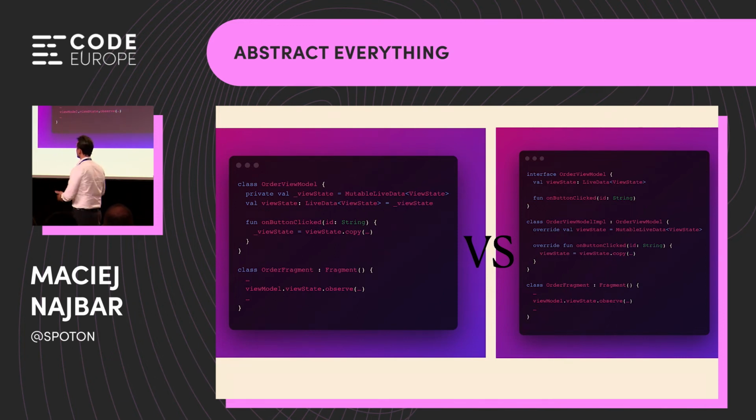So what is an alternative? We can create an interface with the live data exposed for the view, and we can overwrite this live data with a more strict type of mutable live data that derives from the first. And we can use this view state inside the view model like normally. But everything comes with cost. Now, our interface is tightly coupled to the live data library. But in the first one, the view is tightly coupled to the view model's implementation. So we can call it a lesser evil.